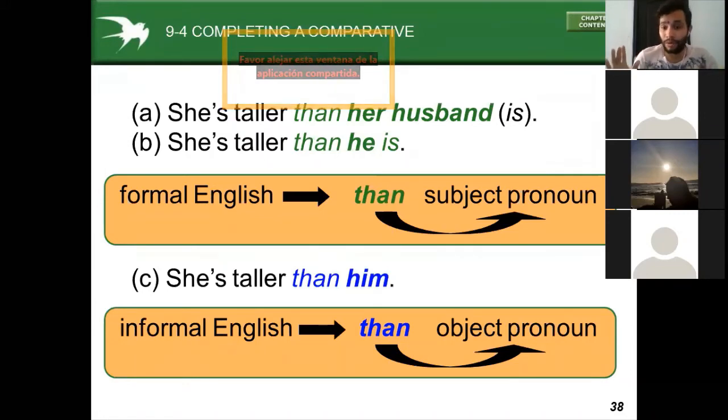Creo que es algo nuevo, ¿no? ¿No lo habían visto o sabían de esto? Do you know about this, guys? No. Right? This is something new. Formal English, right?